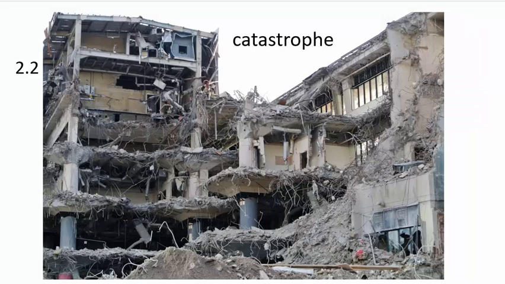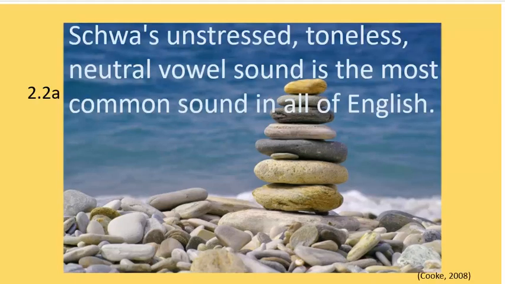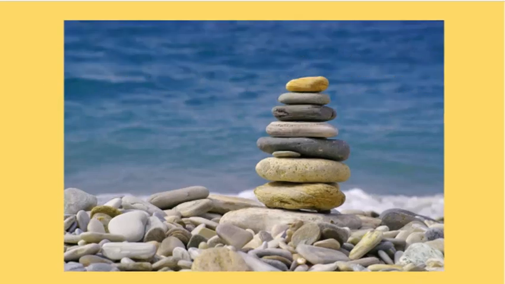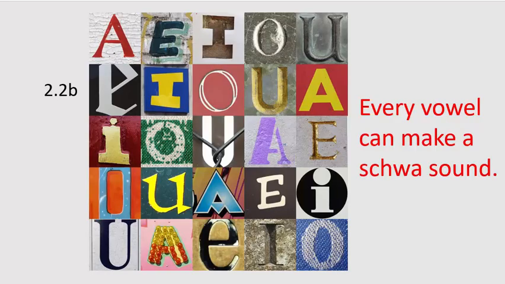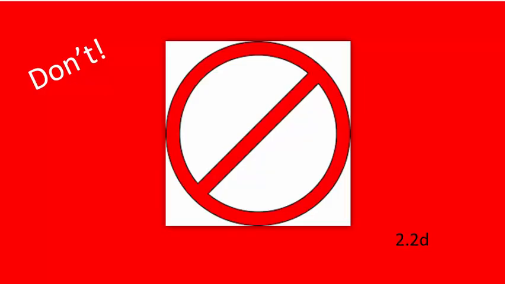Can you detect the schwa in the word catastrophe? The schwa occurs in the first and third syllable, catastrophe. Schwa's unstressed, toneless, neutral vowel sound is the most common sound in all of English. Every vowel can make the schwa sound. When teaching schwa, one thing to do is to demonstrate correct accent placement. Don't over-enunciate or try to pronounce a pure vowel when there's not one.